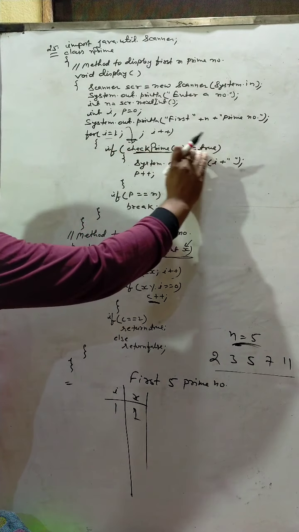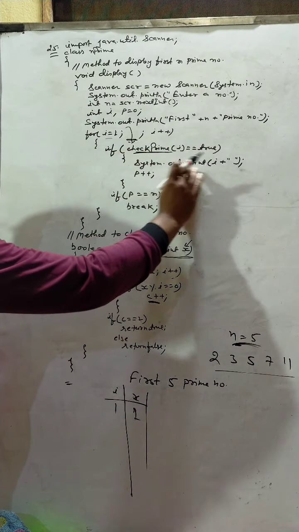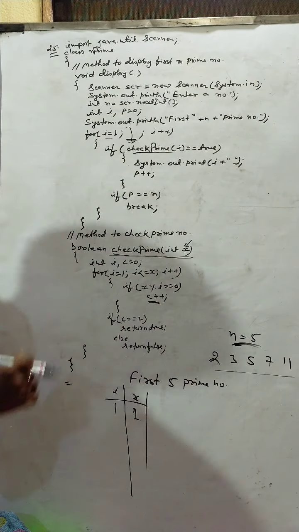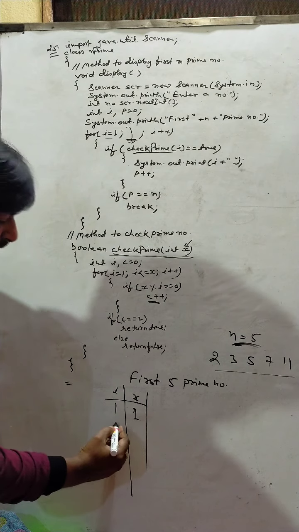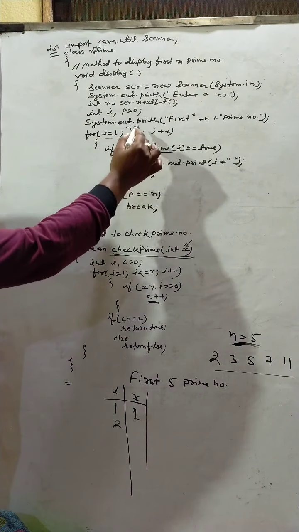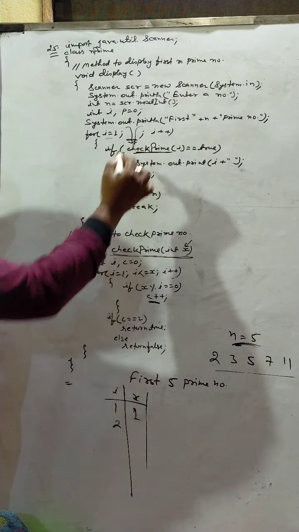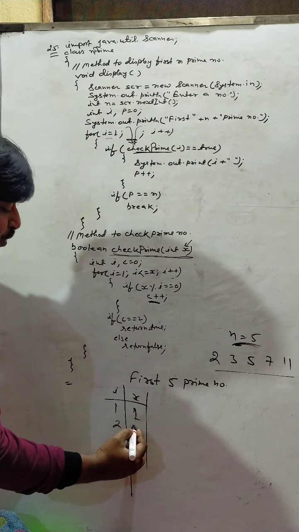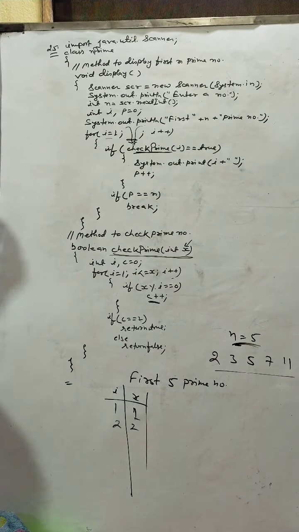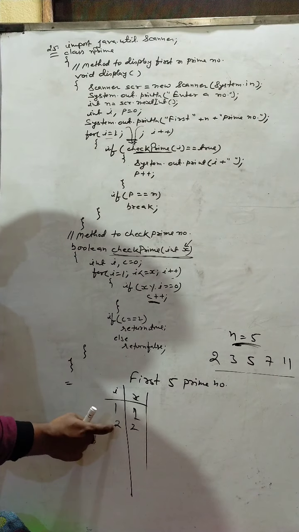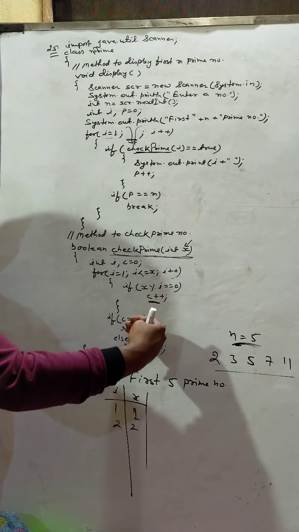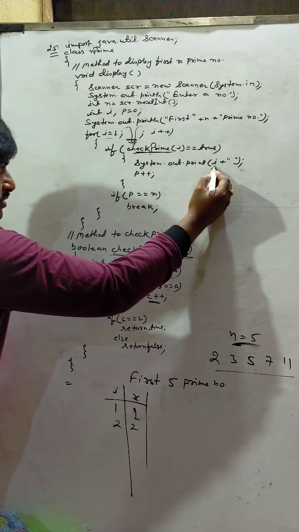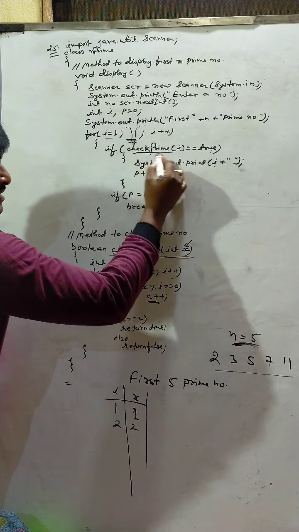Therefore, if this expression is false, this line and this line will not execute. Now i plus plus. The value of i is 2. There is no condition, therefore control directly moves inside the loop. In check prime, this time the value of i is 2, so the value of x is also 2. So we know 2 is a prime number, therefore this function will return true.